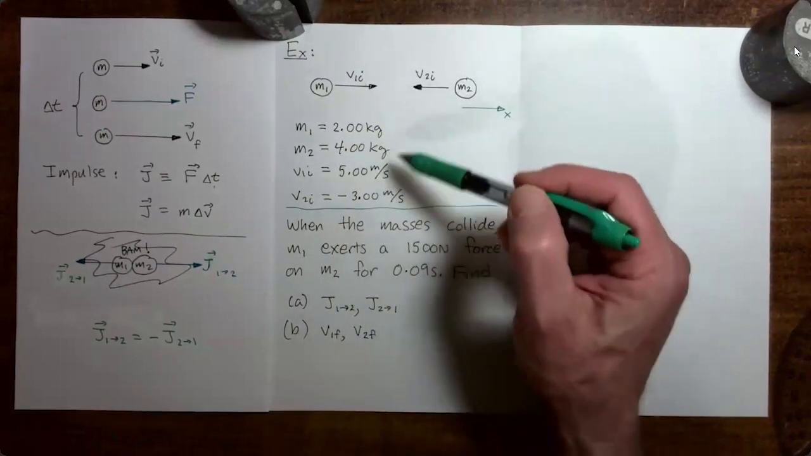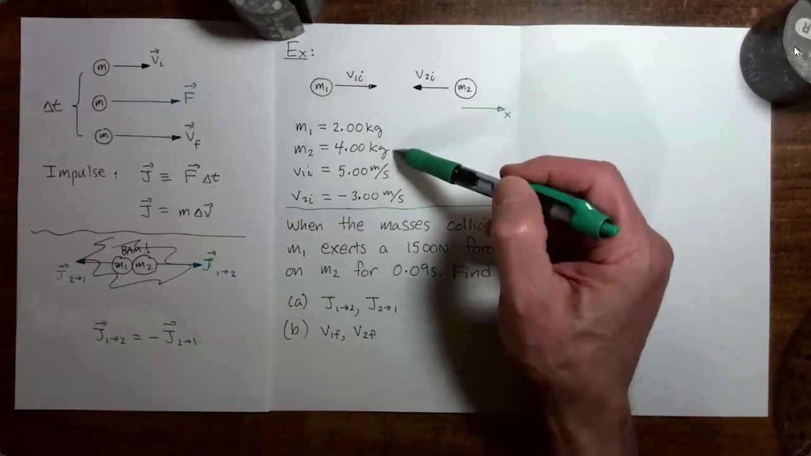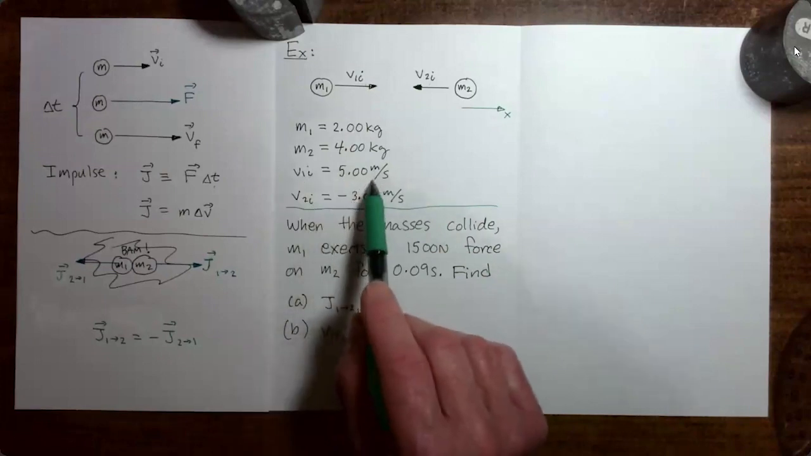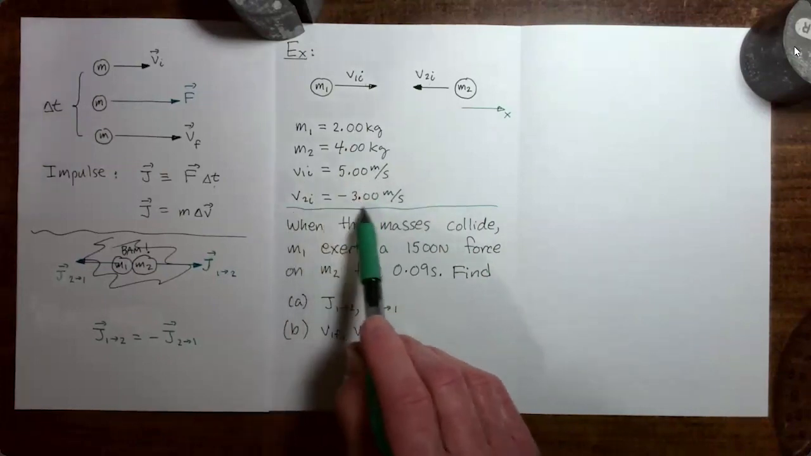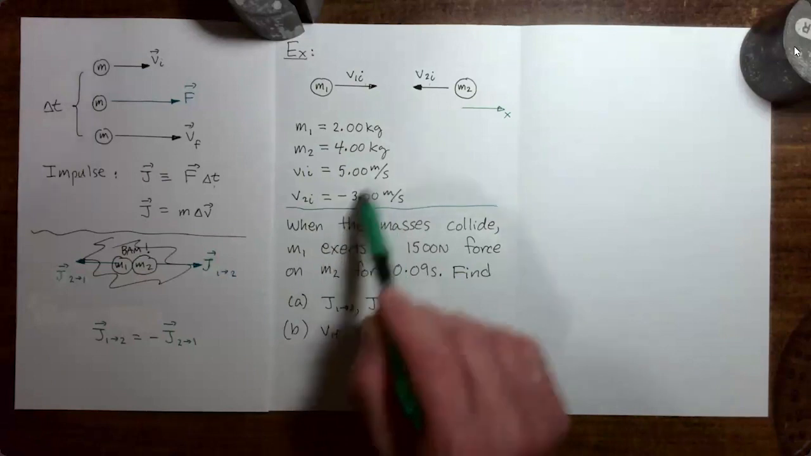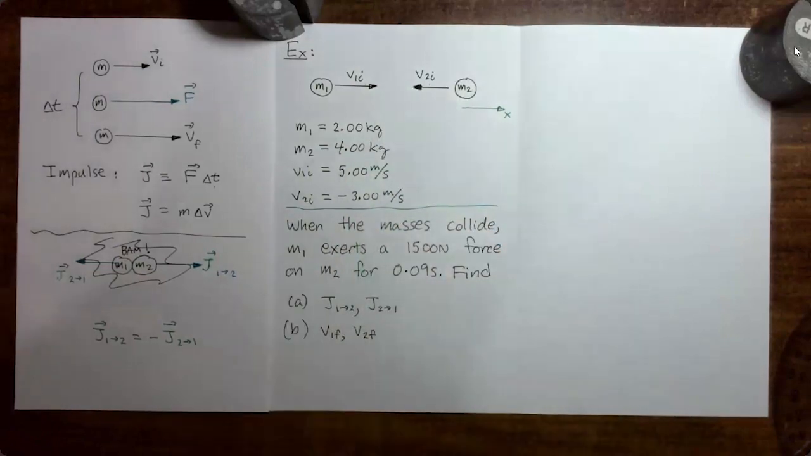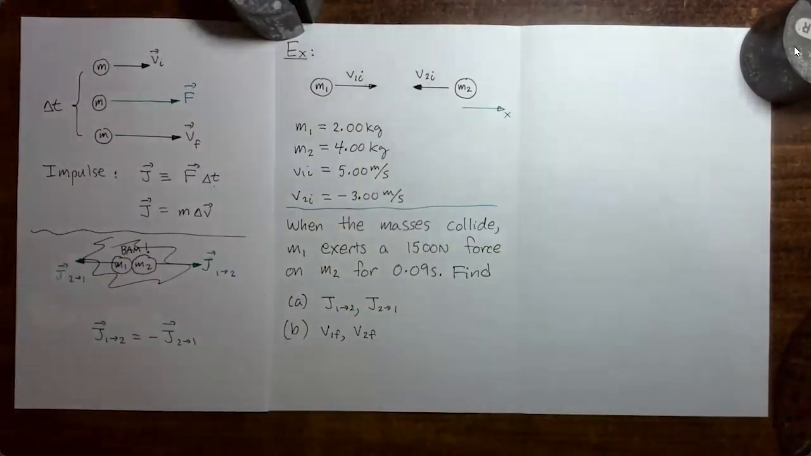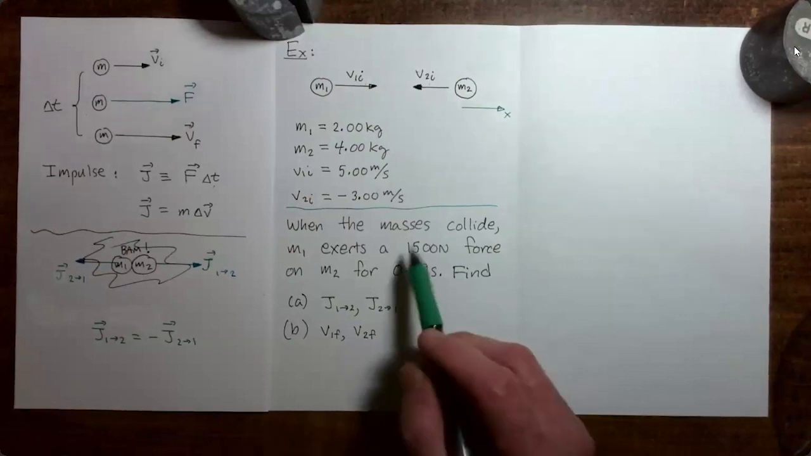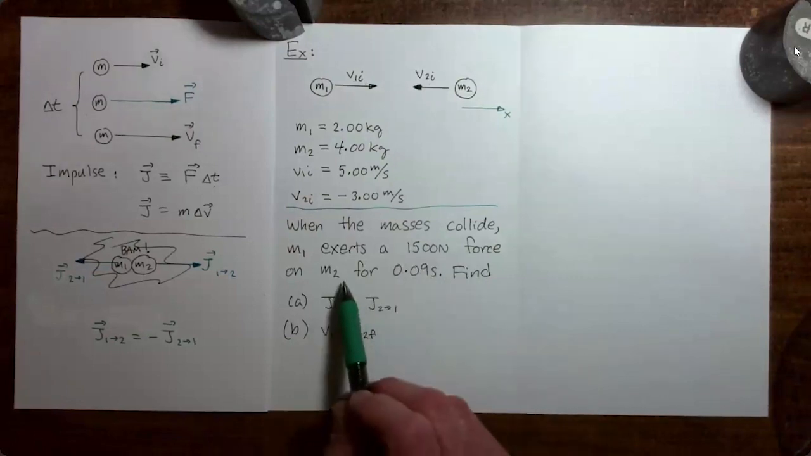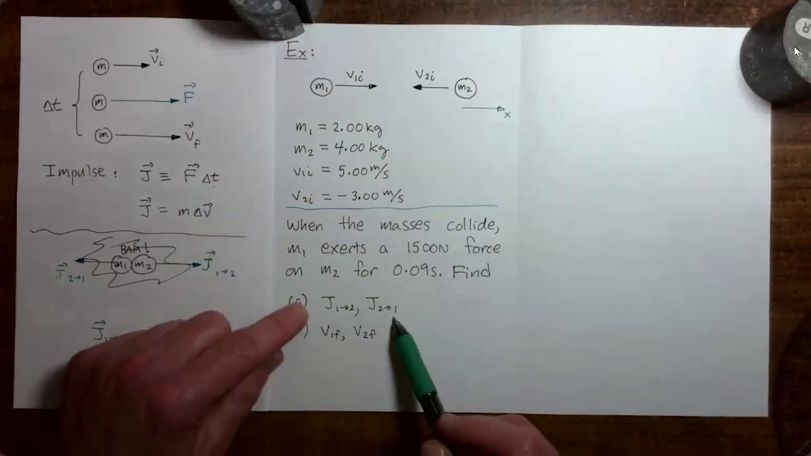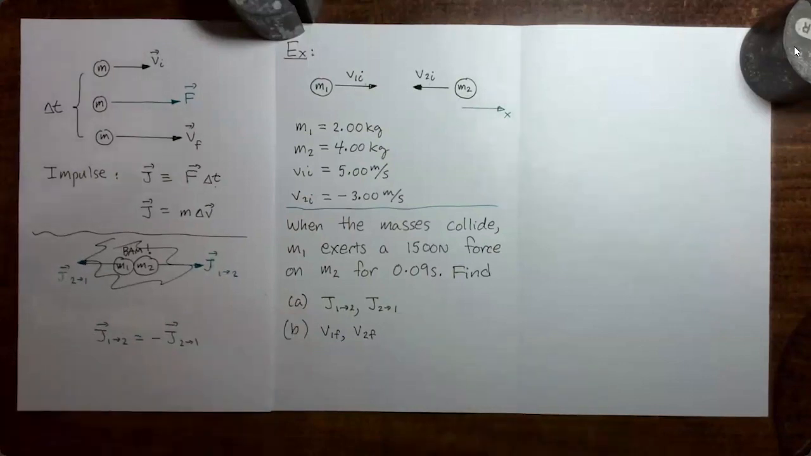The masses are given. Mass 1 is 2 kilograms, mass 2 is 4 kilograms, and then the initial velocities are for mass 1, 5 meters per second, and for mass 2, minus 3 meters per second, and that is negative because mass 2 is moving in the minus x direction. Now we are told that the masses are going to collide, and when the masses collide, mass 1 will exert a 1,500 Newton force on mass 2 for 0.09 seconds. So we want to calculate the impulses that the masses give to each other, and then also the final velocities.